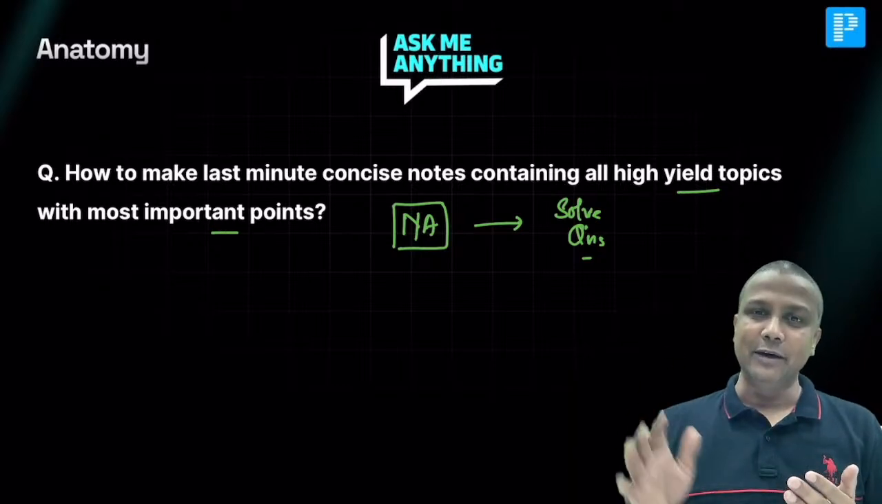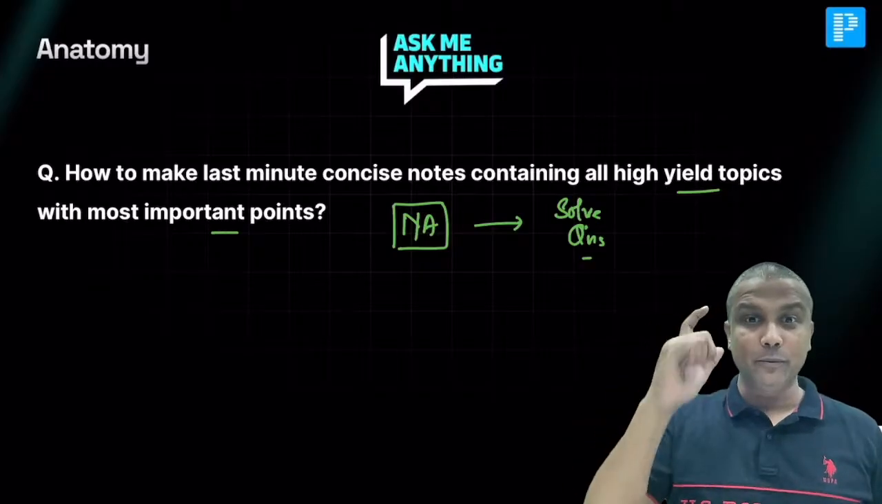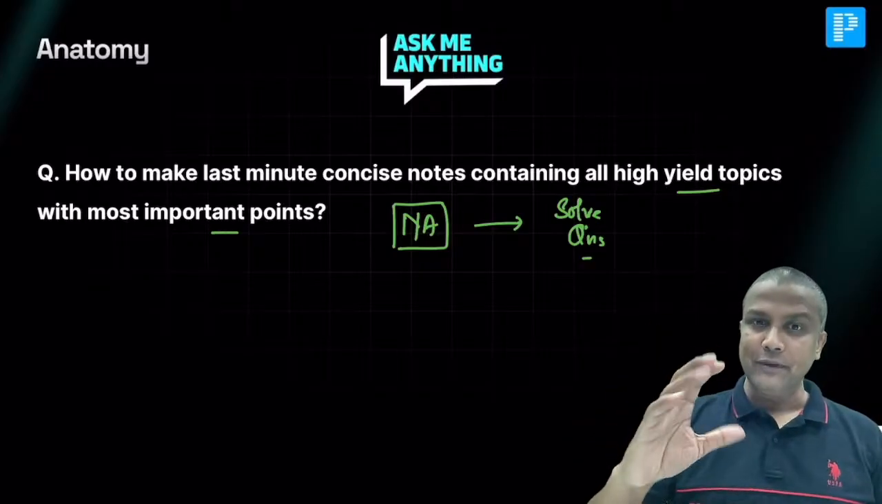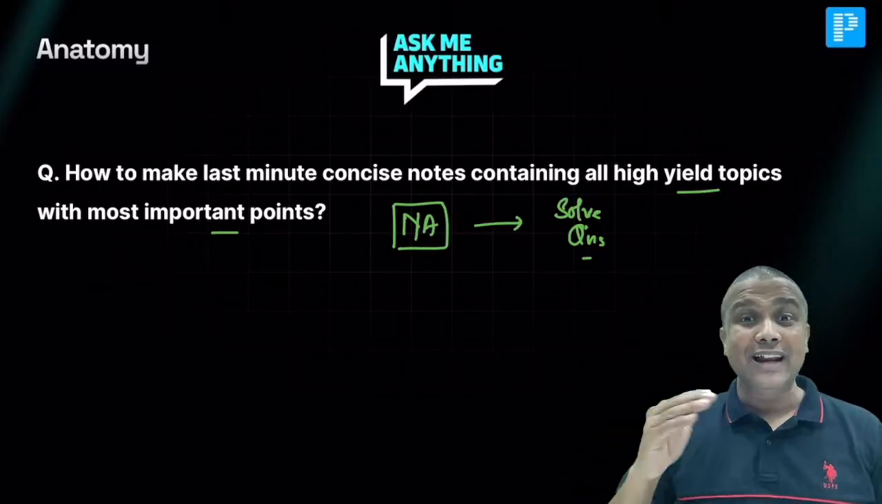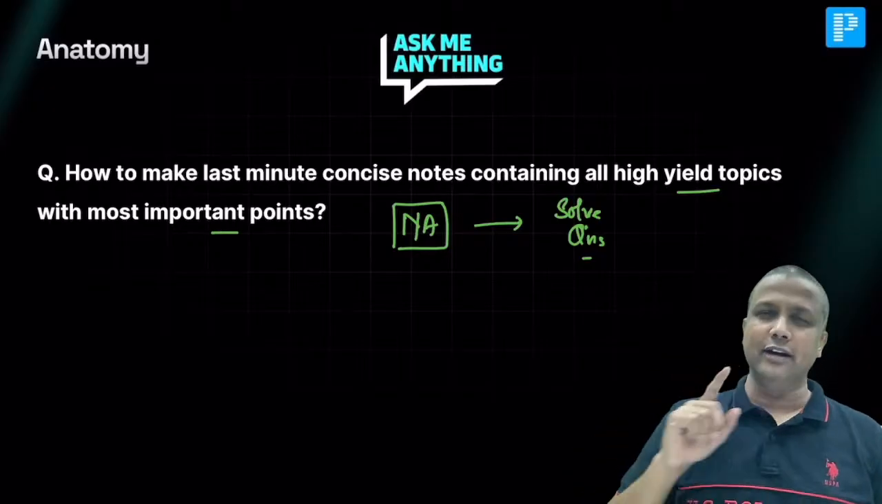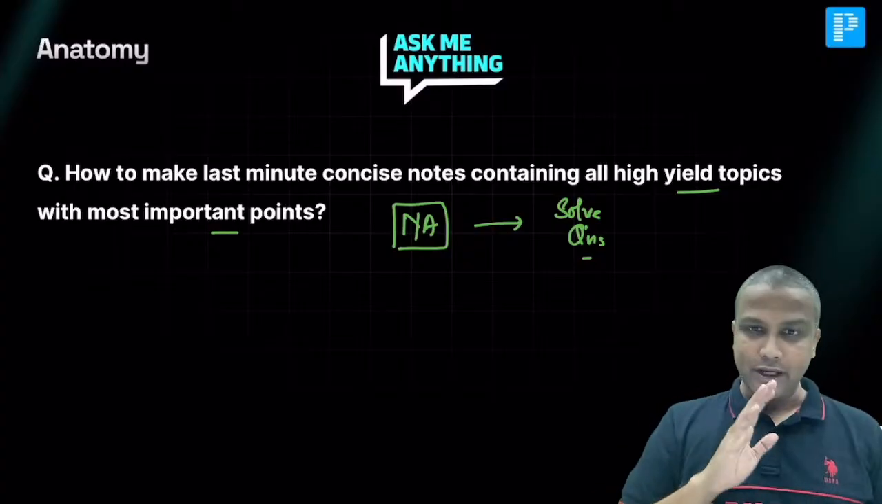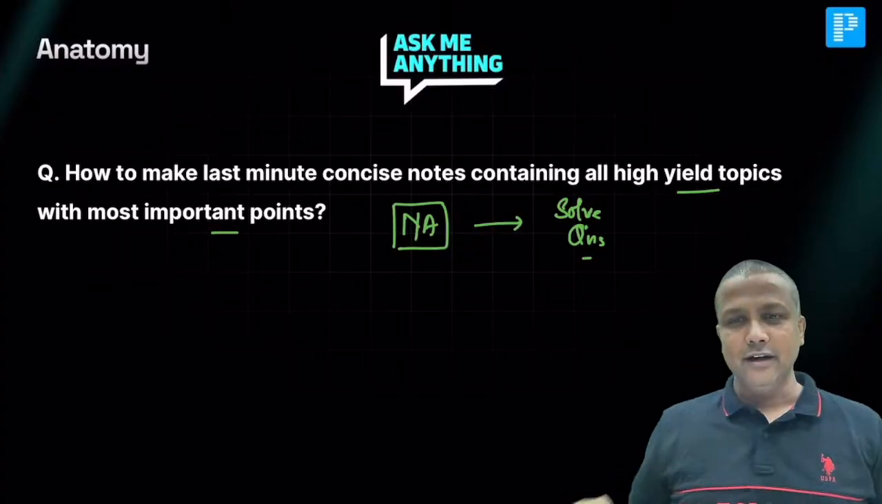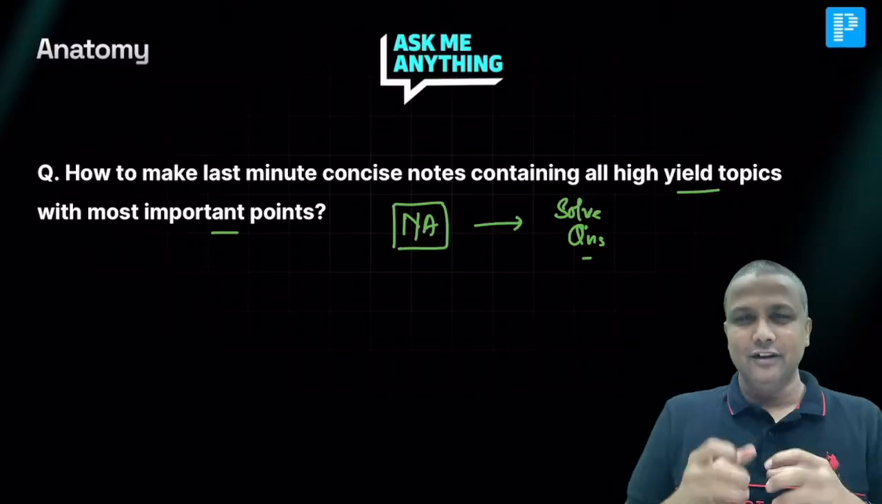They'll be mugging up the notes only. No, you have to train your brain how to see the question, and after seeing the question, the four options: how your mind is functioning, how it is eliminating the wrong option, how you are selecting the right option. That training is a must. Okay, first point.